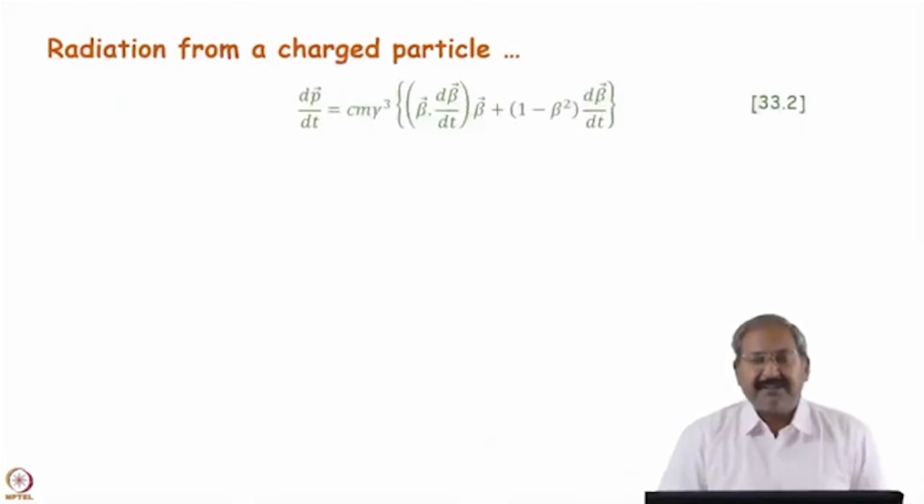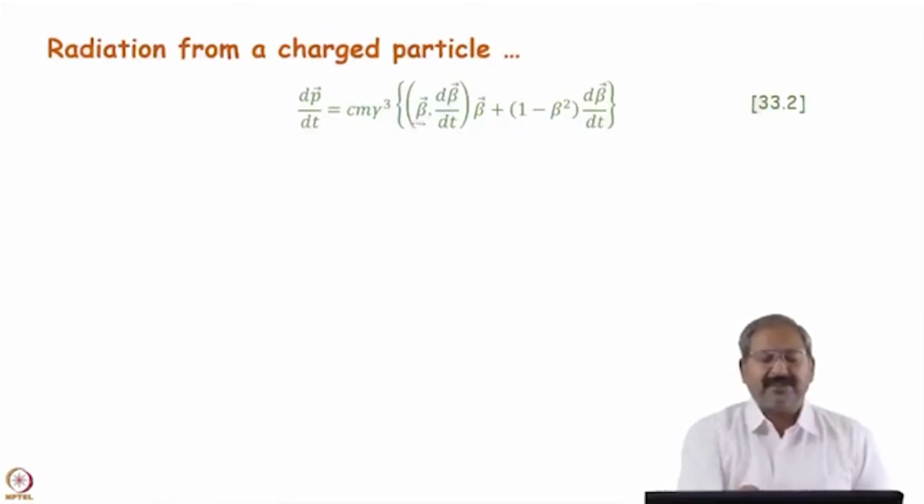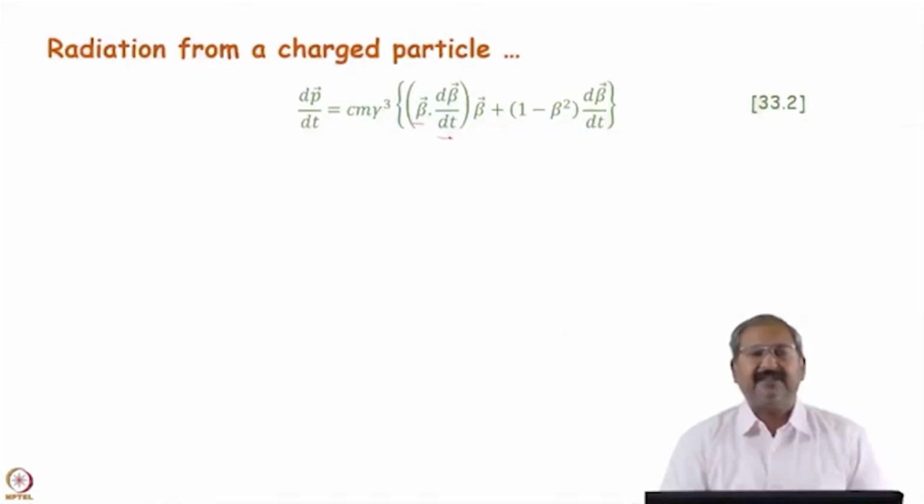Now you can see in this formulation that velocity and acceleration again are in a dot product, which means dp by dt also depends on the direction of the velocity and acceleration.